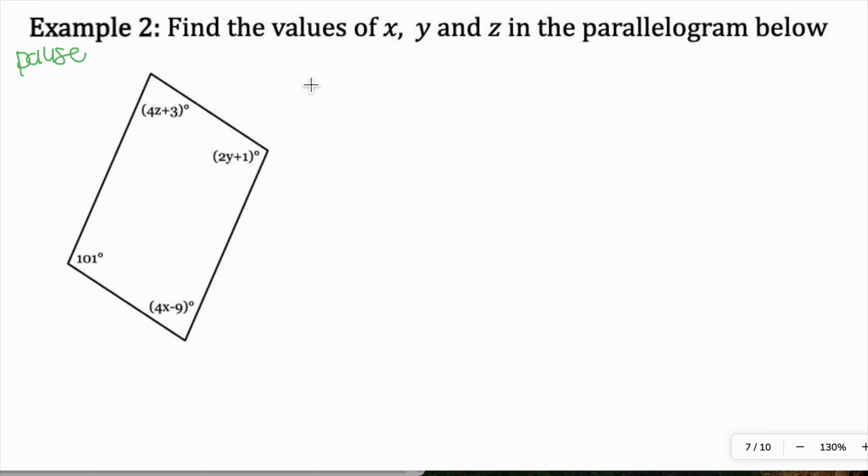All right, the first thing I did was set 2y plus 1 equal to 101. So I started with finding y first. I'm going to subtract 1 from both sides. I get 2y is equal to 100.